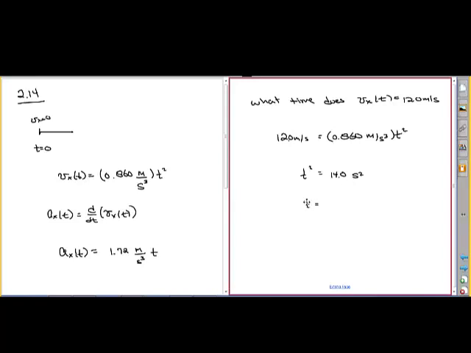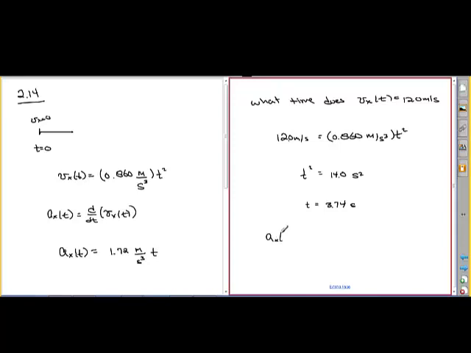Okay, so then we take the square root. We only take the positive square root because we don't have time machines, so we're not going back in time. So you take the square root of 14, which is, time is 3.74 seconds. So that's the time it takes to go to 12 meters per second, and then all you have to do is find the acceleration by plugging in that time.